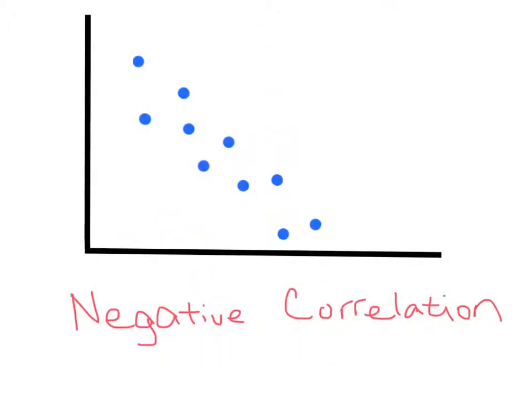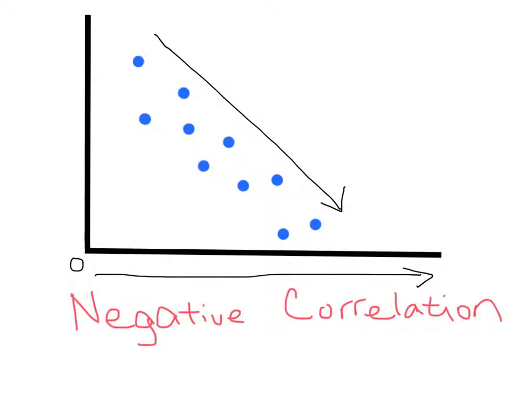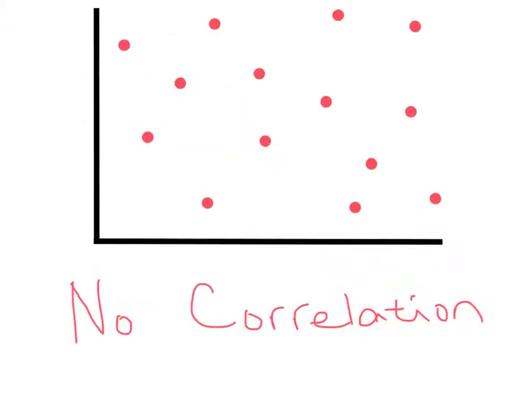The second type is a negative correlation. That means as our x's get bigger, x's are getting bigger this way, because remember this is 0, as our x's are getting bigger, our y's are going down. So that shows a negative correlation. The third type is when there is no correlation at all. Okay? There isn't a trend. So dots are everywhere. If there is no pattern, then your answer is no correlation.